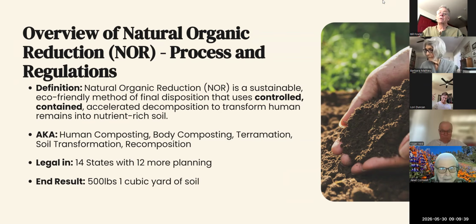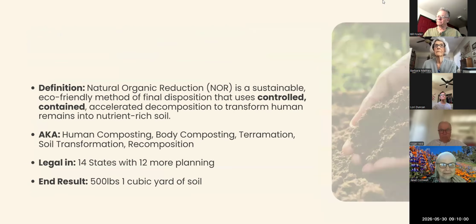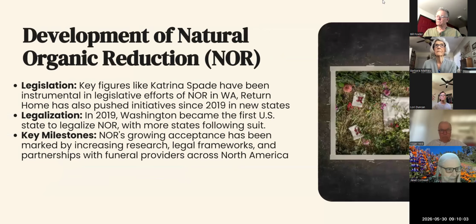And the end result of this available option for families is a little bit different than what we're used to with things like cremation and burial. The end result of somebody undergoing the terramation process is that individual becomes about 500 pounds of remains or soil afterwards, or about 1 cubic yard. So this was initially made available back in Washington State in 2019. Washington was the first place in the world to legalize this option about 6 or 7 years ago now.